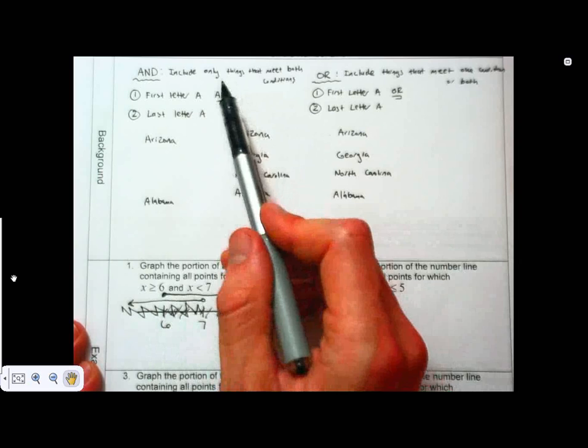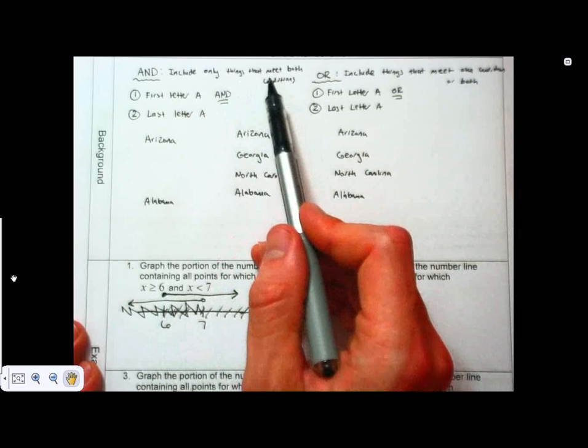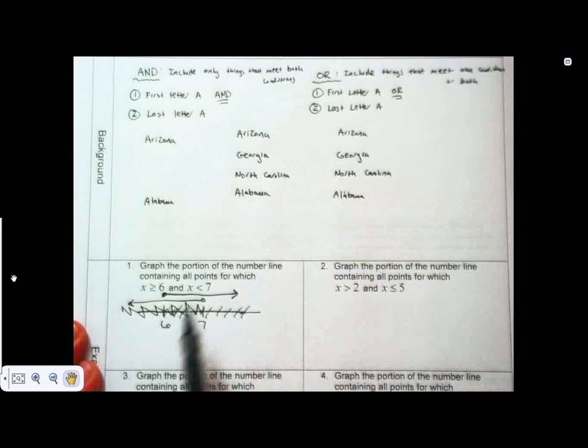So now I need to look at the word and. Remember that and means we're including only things, in this case numbers, that meet both conditions. Which numbers are both greater than or equal to 6 and less than 7 at the same time? Those are our middle numbers. So all the numbers between 6 and 7, the numbers that were double shaded, are going to be the numbers that meet both conditions of these two inequalities.